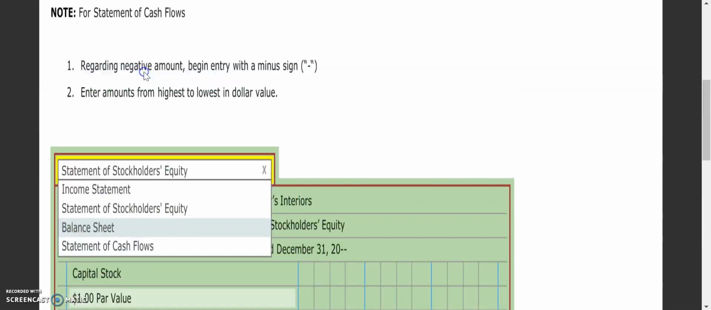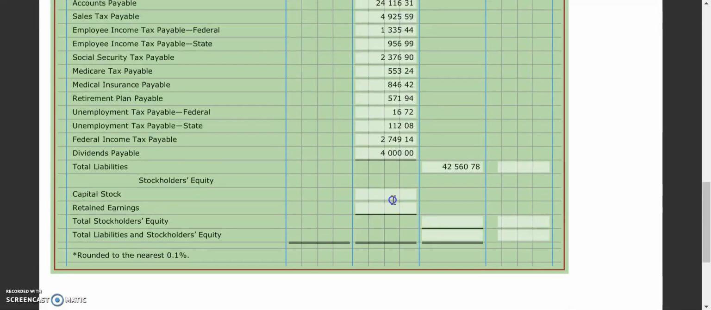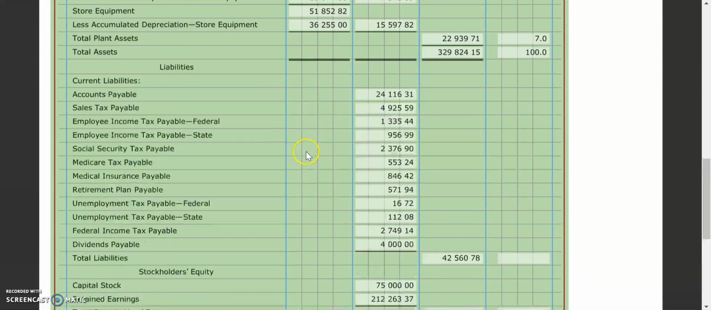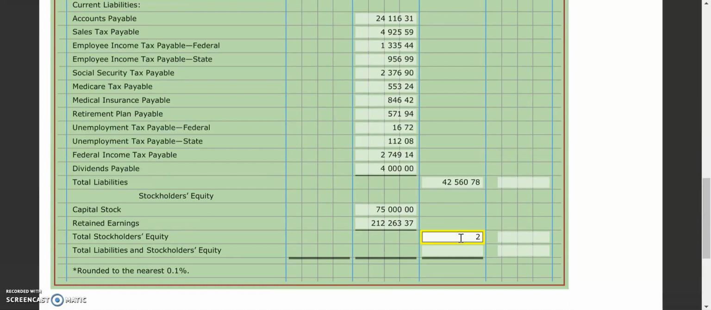So when we come back to our balance sheet, our capital stock value again was $75,000. Our retained earnings value was $212,263.37. And so our total stockholders' equity, again, you could get this from your sheet, you'd have to do it up here, or you could just add them together. It ends up being $287,263.37. So now that we have our total stockholders' equity, we add that to our total liabilities.